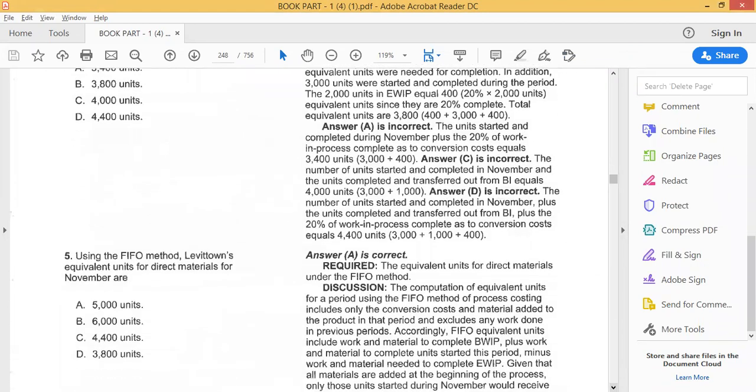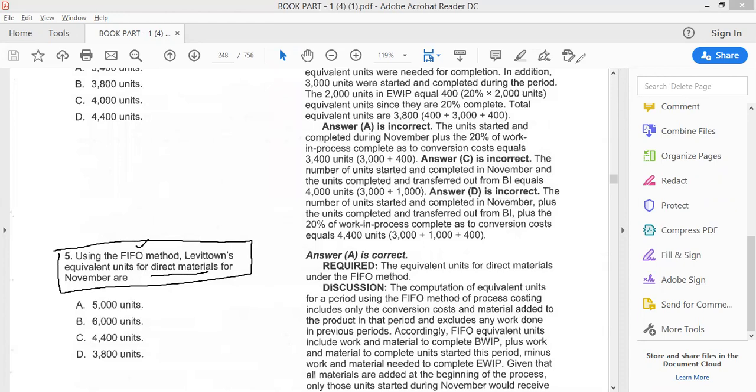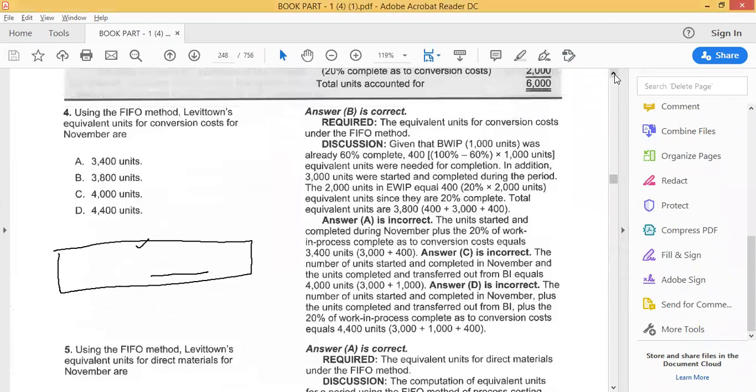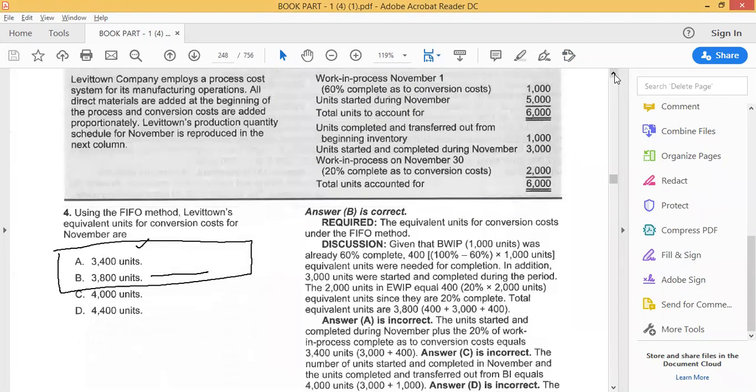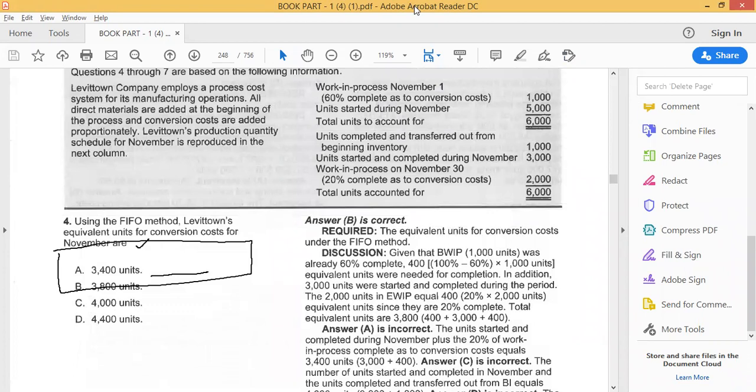Students, we will now use the same data, and you can see question number 5. In question number 5, what he asked from us is to calculate the equivalent units of production for materials by using the FIFO method. All right, students, we already read the question. We will just go back to the given information. By using the given information here, we will calculate the equivalent units of production for materials now.